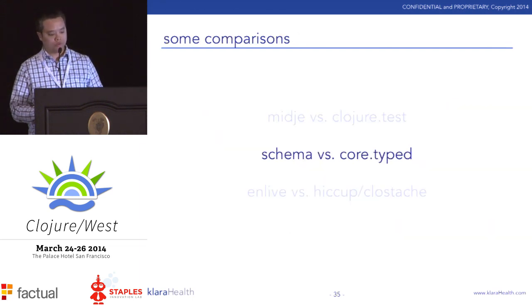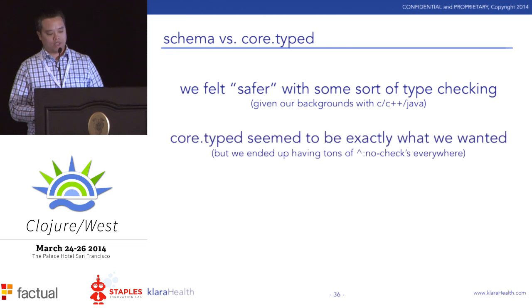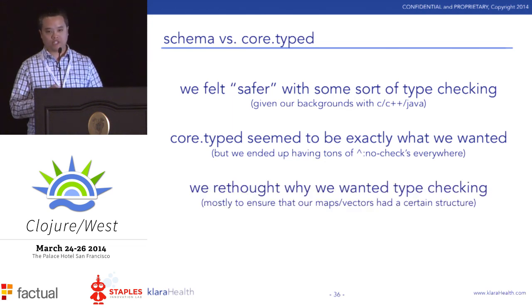Coming from the C world, we wanted some sort of type system in place because it made us feel safer. And core.typed seemed to be exactly what we wanted. But we noticed once we started using it, we started sprinkling these no-checks everywhere. And it seemed like we were doing that more often than not. And so the big question was, why are we doing type checking? Or what do we want out of that?